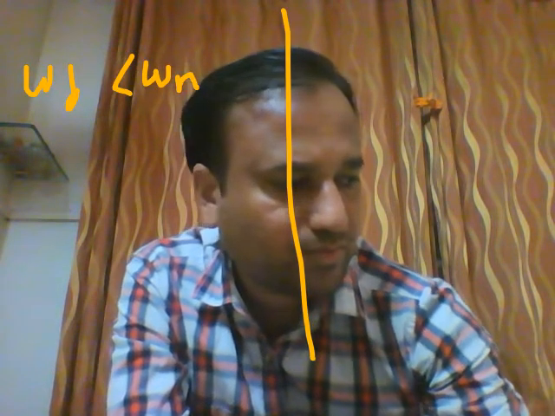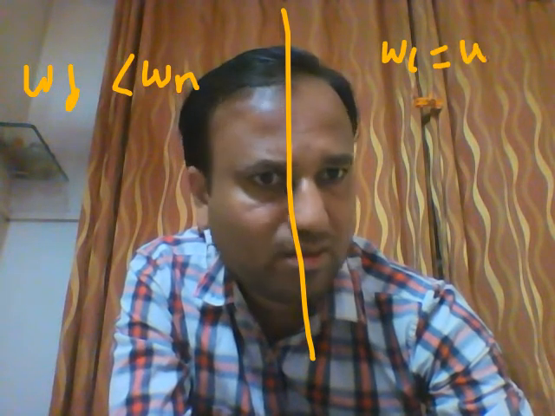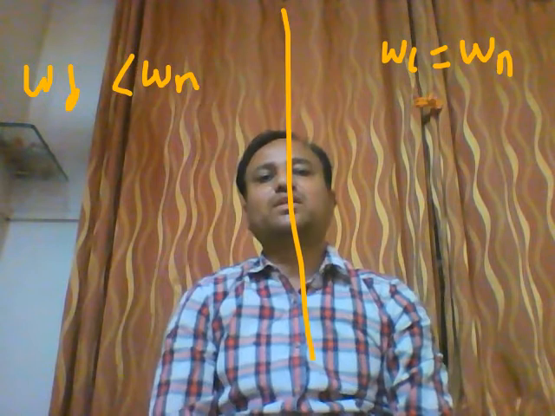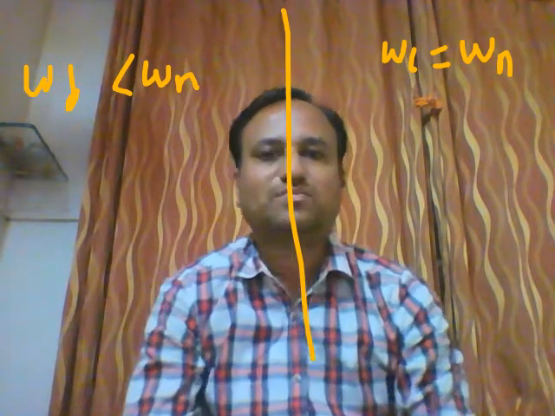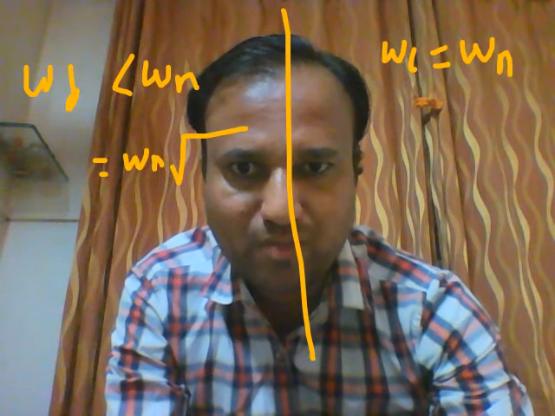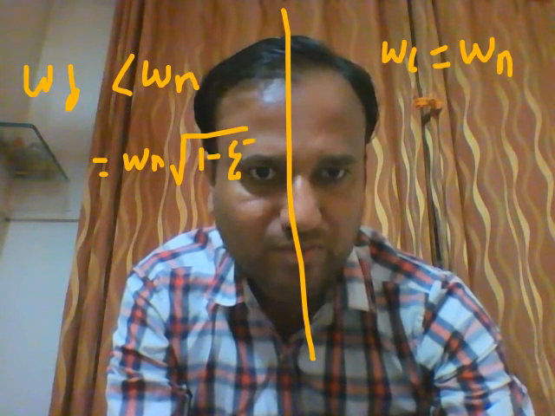Next, differentiating points in viscous damping: the relation between WD and WN. WD, that is the damped frequency, is always less than WN, but the frequency in Coulomb damping is equal to the natural frequency. So the calculation of WD, we already discussed, is Wn into square root of 1 minus epsilon square.